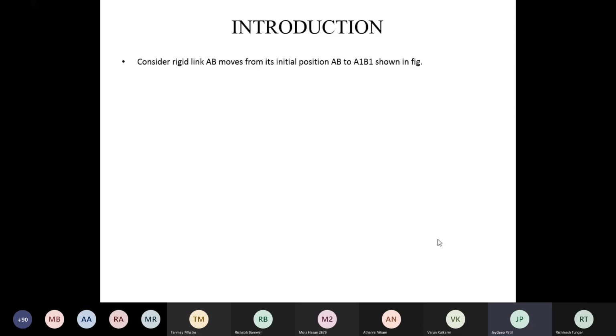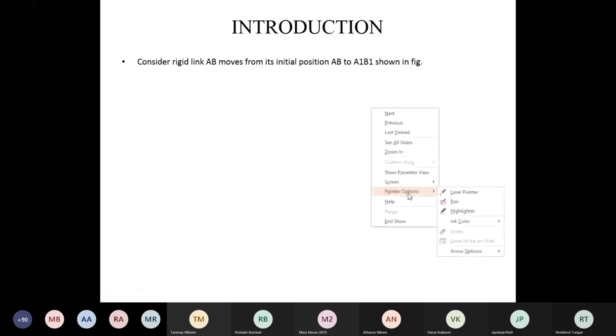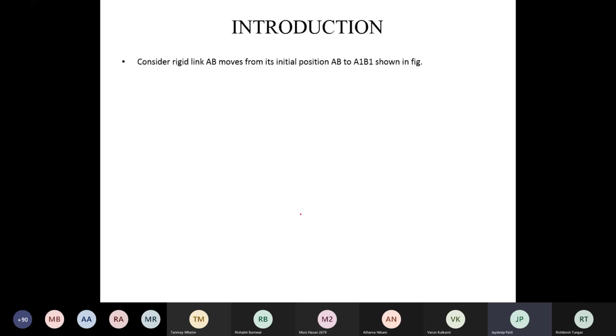Now, first one, suppose you consider the link ABC in the figure. Suppose this is the link AB. This is a very simple concept, how to find out the ICR and what this ICR is. Suppose I change the location of this link, or I move this link, and you get the new position of the link here, A1 B1.